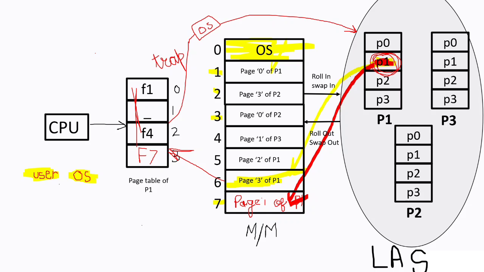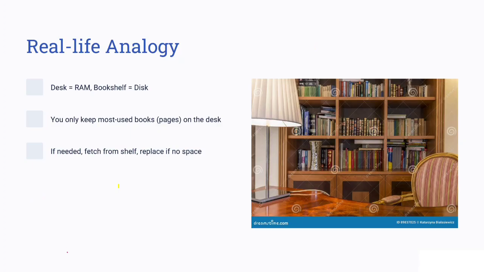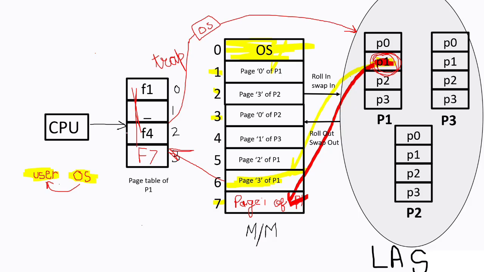Okay. Once the whole of this process is done by the operating system, the control is again switched from operating system to user, which basically means to CPU. Now the instruction that caused this trap, this instruction that caused this page fault is restarted and the program resumes as if nothing happened.